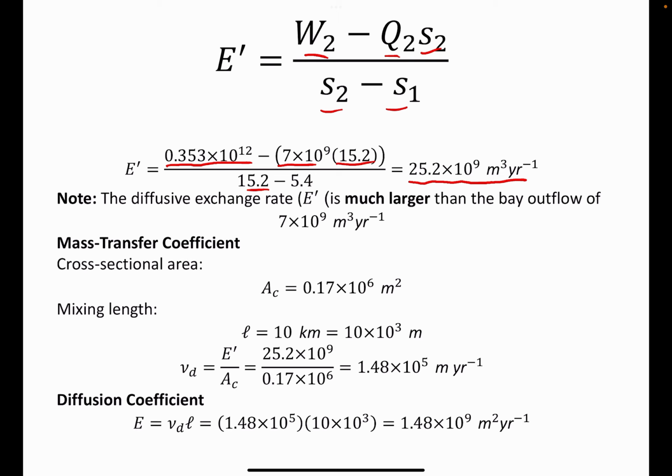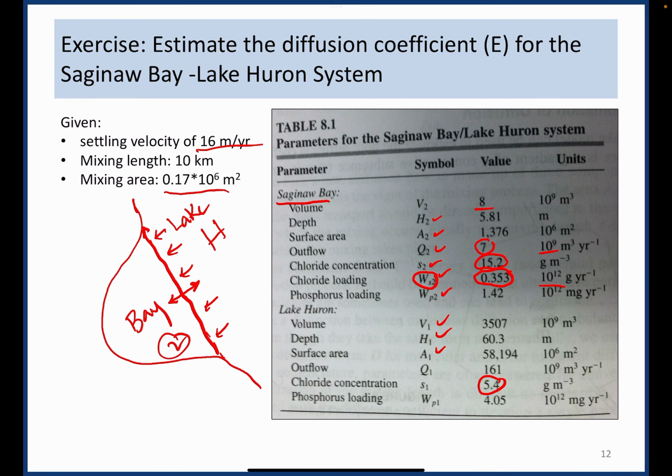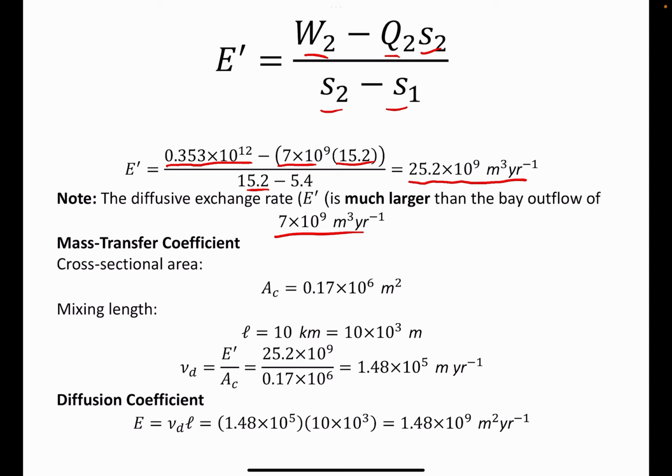That the diffusive exchange rate, E prime, is much larger than the bay outflow. Remember, the bay outflow is 7 10 to the 9. Let's just go back. It is 7. This is the bay outflow going from the bay toward the lake. 7 10 to the 9. Look how much diffusive you have. 25.2 10 to the 9. Remember, 7 10 to the 9. This is the amount of water physically flowing out of the bay into the lake.